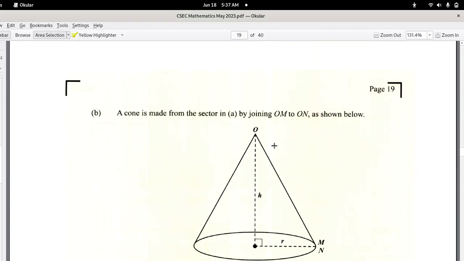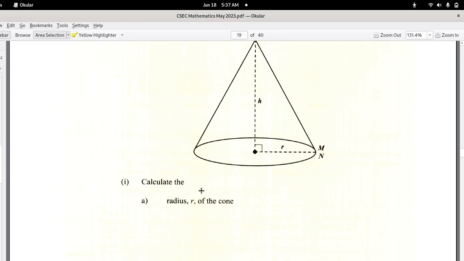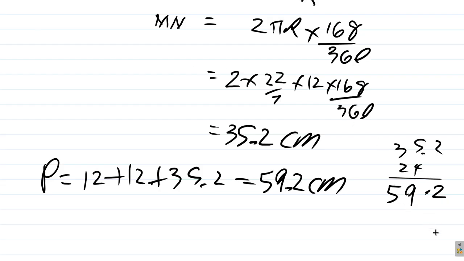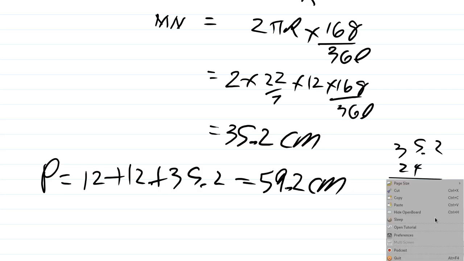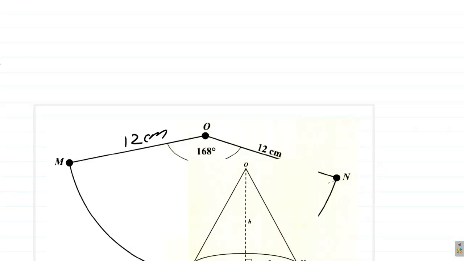Okay, what else is here? A cone is made from the sector in A by joining OM to ON, as shown below. Calculate the radius of the cone. Alright, so let's copy this and paste it here. Perimeter is 59.2. Let me just make a note of that.